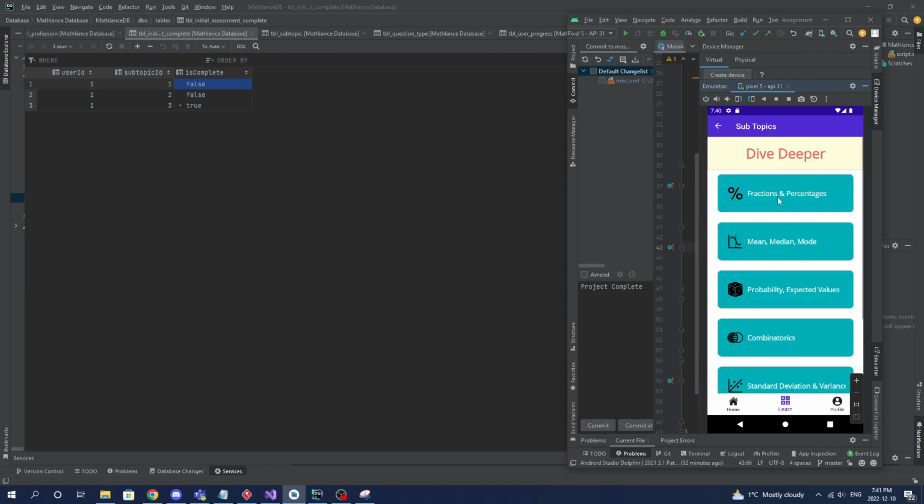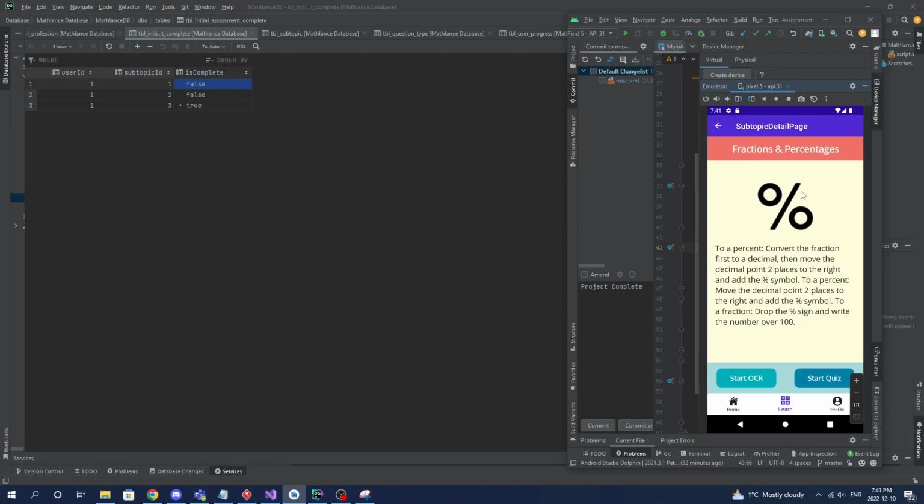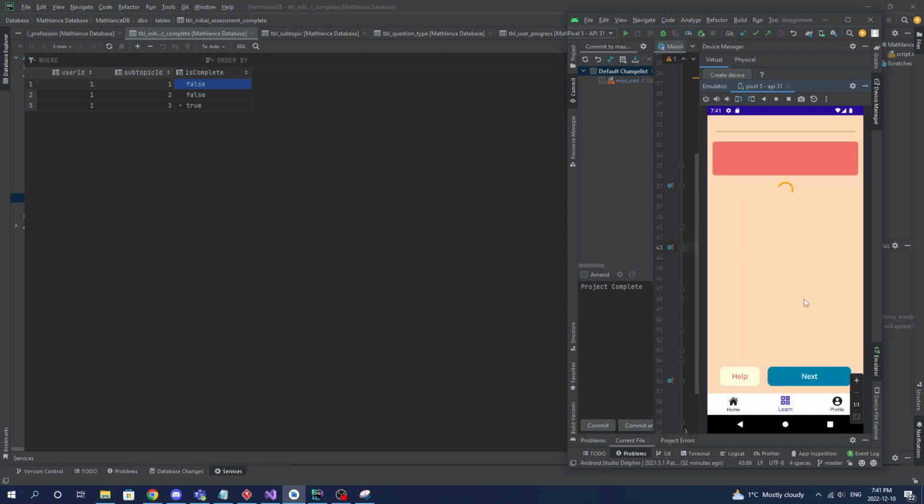Let's go into statistics, and fractions and percentages is indeed the subtopic ID of 1. So when we click this, it is going to start an initial assessment here. This is the initial assessment. Now, there's nothing really in the UI to indicate to the user that this is an initial assessment, but it's giving specific questions based on the data. So let's just run through this.